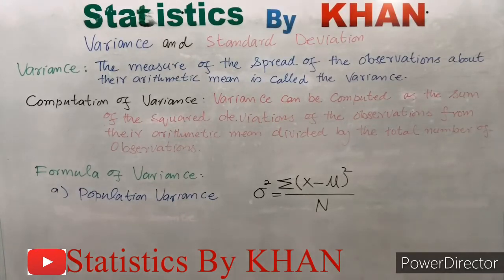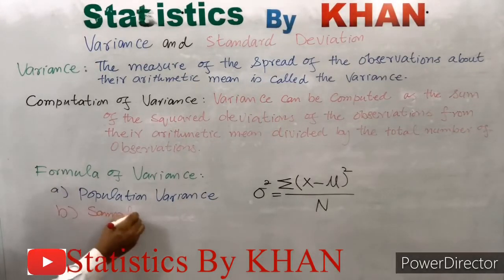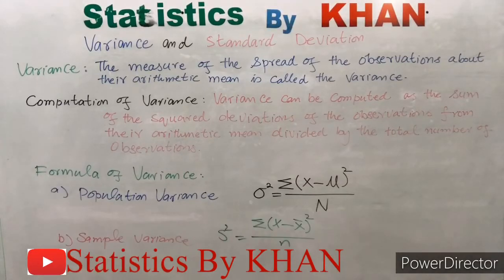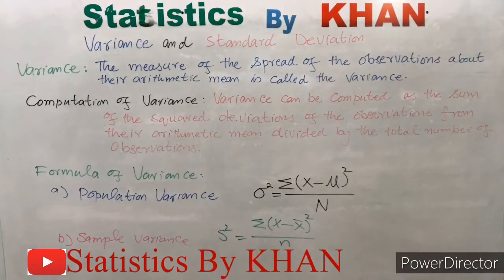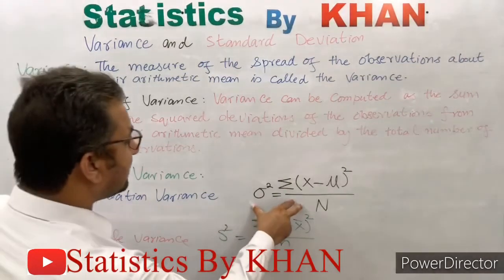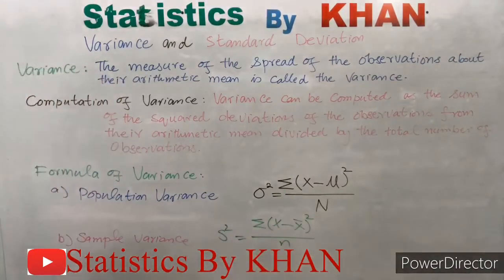Now its sample counterpart is the sample variance. Sample variance is denoted by s squared and can be defined as summation (x minus x bar) squared divided by small n. Small n is the sample size. The number of units in a sample is called n, or sample size. So this is the formula for the population variance and this is the formula for the sample variance.